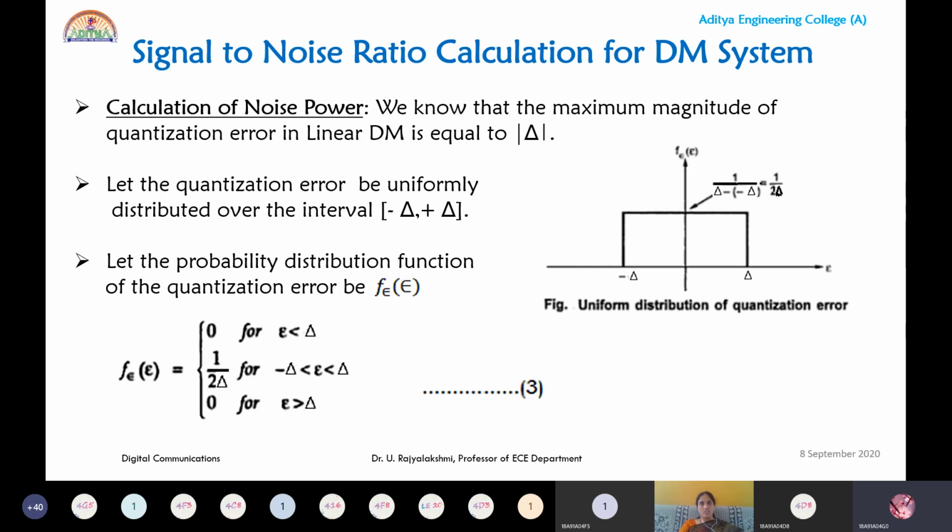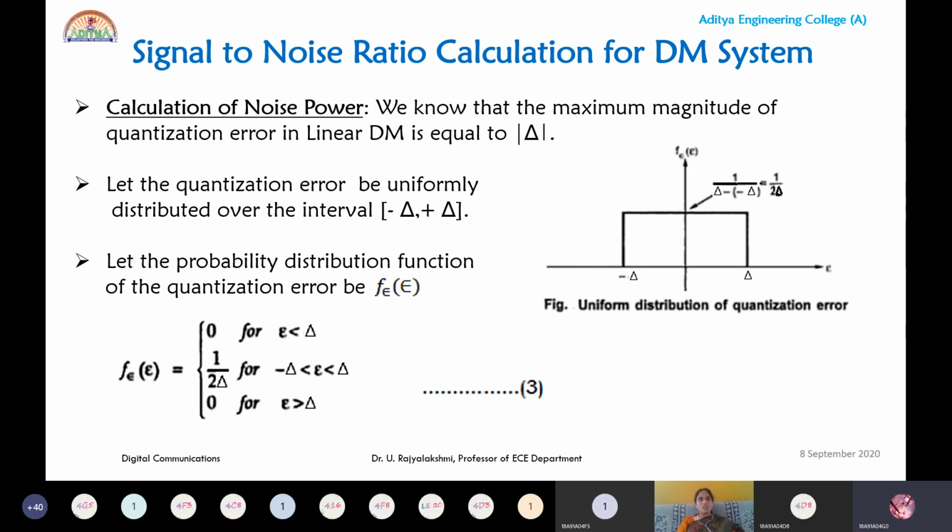Delta square by 12. The quantization noise power. Tell me the quantization error range. Delta by 12. Yes, plus delta by 2, that is from minus delta by 2 to plus delta by 2. Very good.